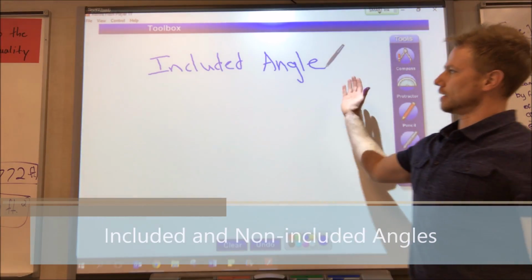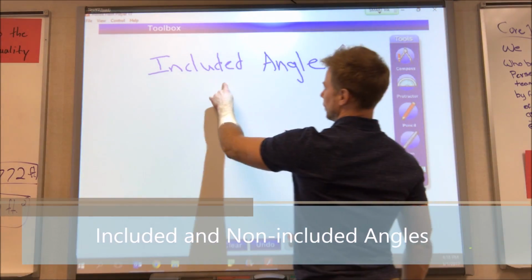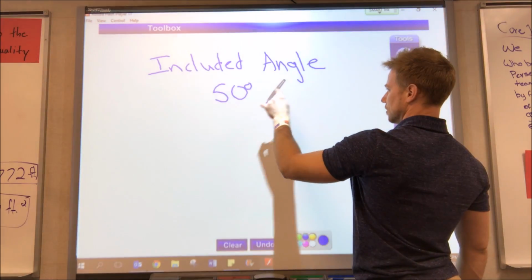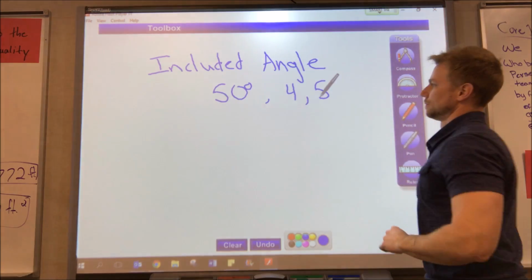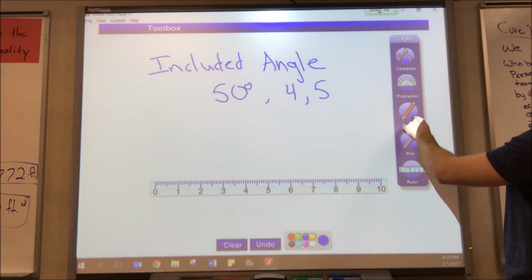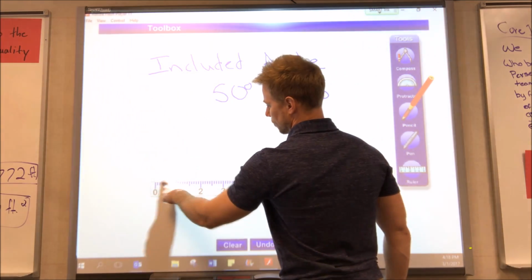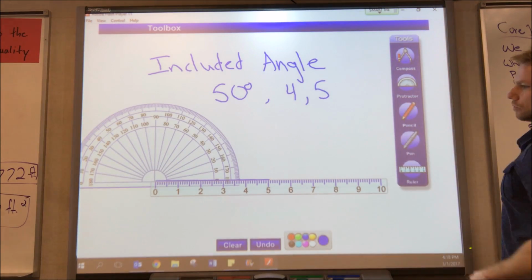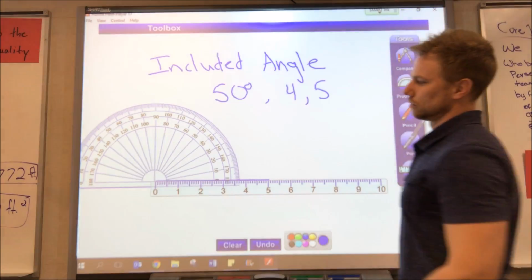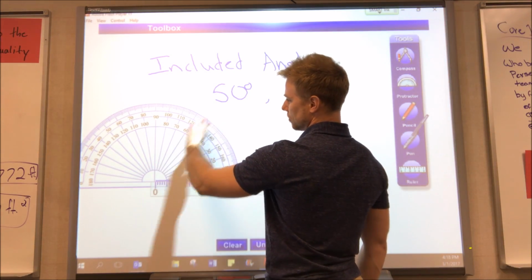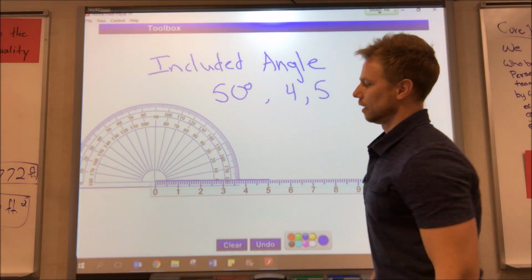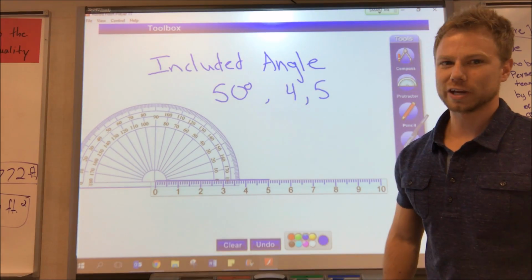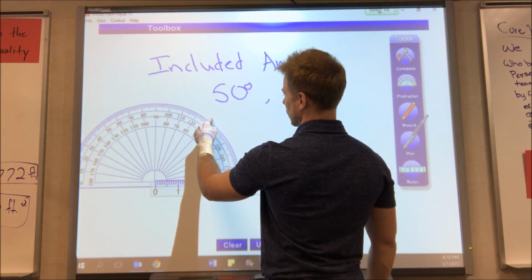Okay, we're going to look at a triangle that has an included angle of 50 degrees and side lengths of 4 and 5. Okay, so again, we'll start with the longest side on the bottom, which in this case is 5. So we draw a line out to 5. The next thing we need to do is make our 50-degree angle. Now on our protractor we have two options, a 50 on the right or a 50 on the left. If I do the 50 on the left, that's going to make an obtuse angle. But a 50-degree angle is not obtuse. So I need to use the 50 on the right side.